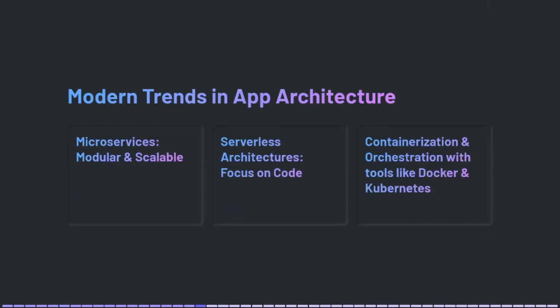The modern trends in app architecture. The architecture landscape is evolving. Microservices allow modular, scalable app structures. Serverless architectures let developers focus on code, offloading infrastructure management. And with containerization, apps are becoming more portable and manageable thanks to tools like Docker and Kubernetes.